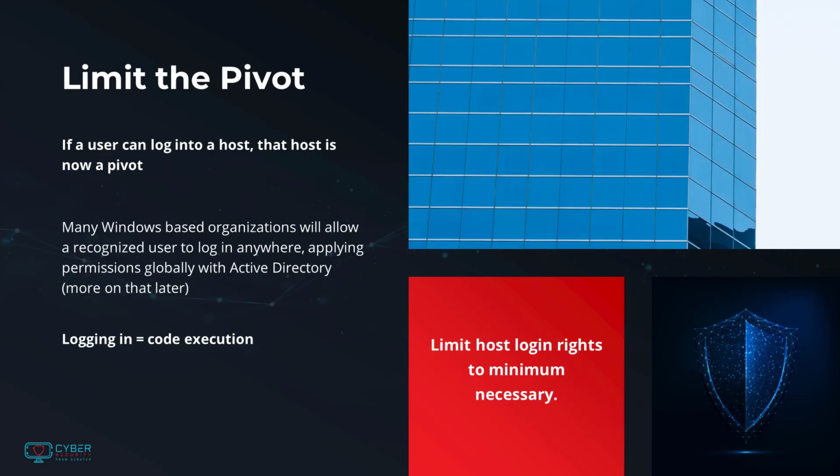Also think in terms of where users can log in. If a particular user is compromised, then any host that they can get access to is potentially a pivot point or a point that can be expanded into from another host. Many Windows-based organizations allow any recognized user to log in anywhere, applying permissions globally with Active Directory. And so what would happen in this situation is if you compromise some workstation in accounting and you have the information from that user, they can go anywhere in the organization because Active Directory will send those permissions everywhere. Really what you want to do is limit host login rights to the absolute minimum necessary.